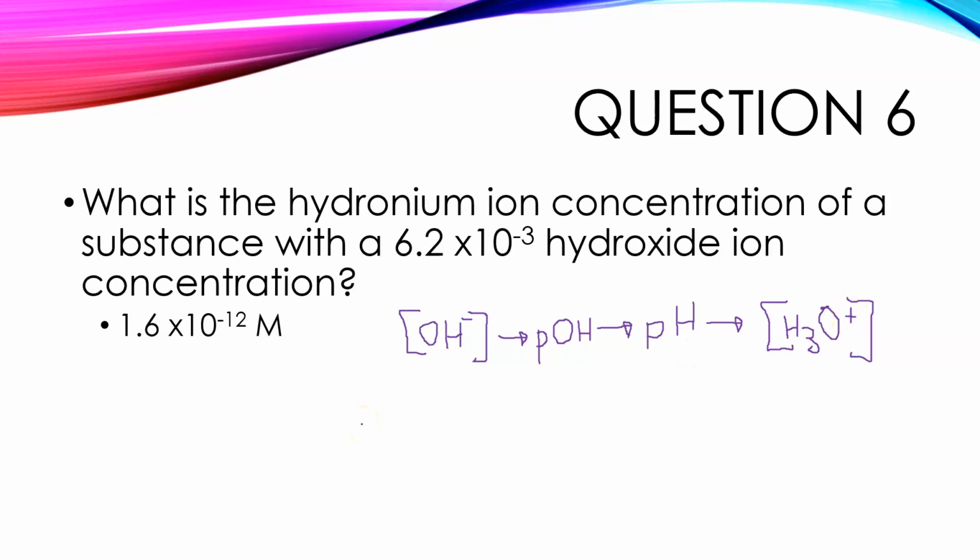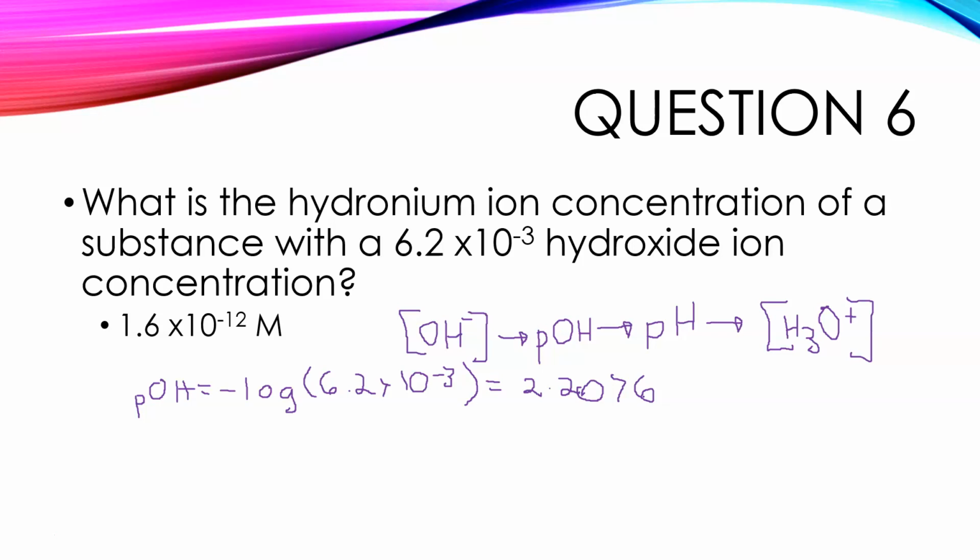So let's get started. You would have wanted to do that pOH is equal to the negative log of the hydroxide ion concentration, which in the case of this problem is 6.2 times 10 to the negative third. And once you've entered that into your calculator, you would have gotten the answer back out of 2.2076.